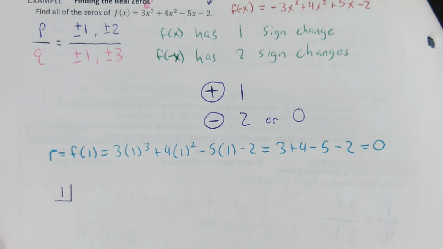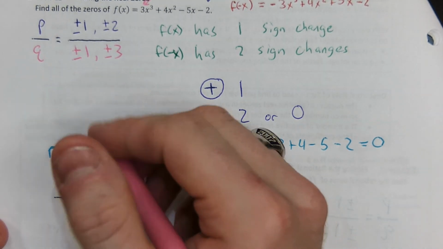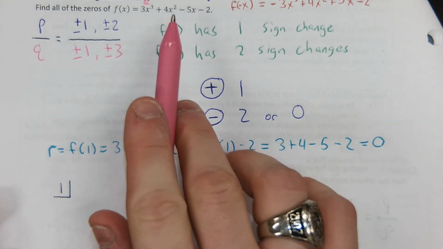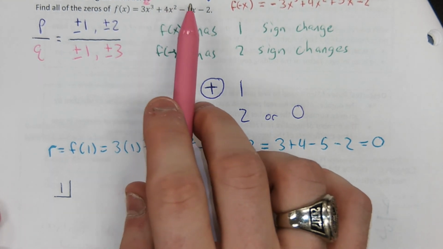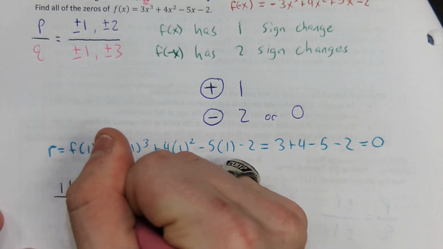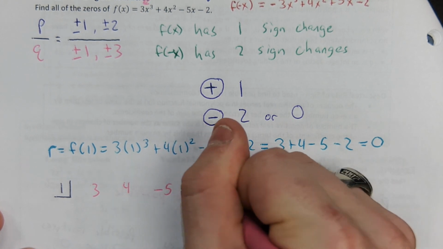My coefficients of f of x are 3, 4, negative 5, negative 2. Make sure you're not missing anything: x to the third, x to the 2, x to the 1, x to the 0. All right, nothing's missing. Remember, if you're missing an x term, it needs a 0 filler. Okay, so we have 3, 4, negative 5, negative 2.